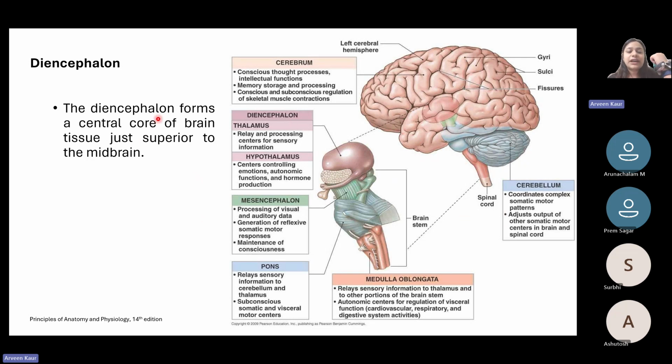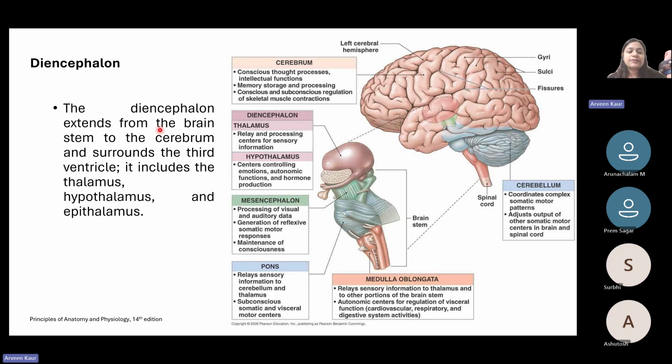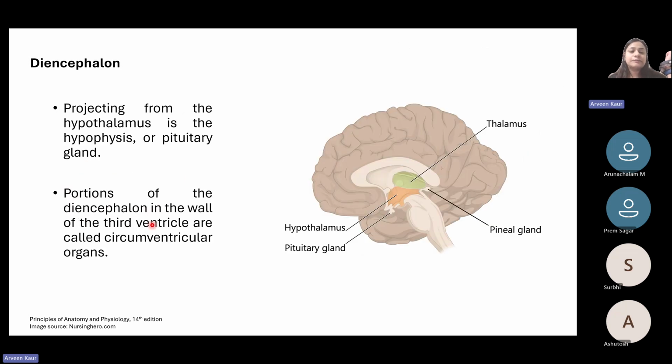here, right? So diencephalon forms the central core of the brain tissue, just superior to the midbrain, right? So this is the midbrain, just superior to that is the diencephalon. It is almost completely surrounded by the cerebral hemispheres and contains numerous nuclei involved in a wide variety of sensory and motor processing between higher and lower brain centers. The diencephalon extends from the brainstem to the cerebrum and surrounds the third ventricle. It includes the thalamus, hypothalamus, and epithalamus, right?